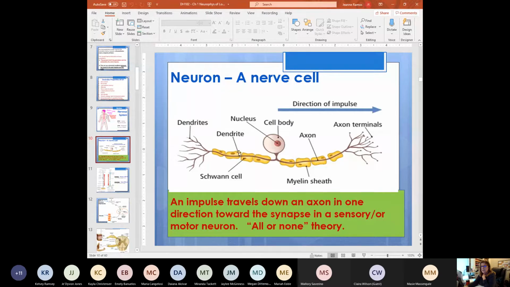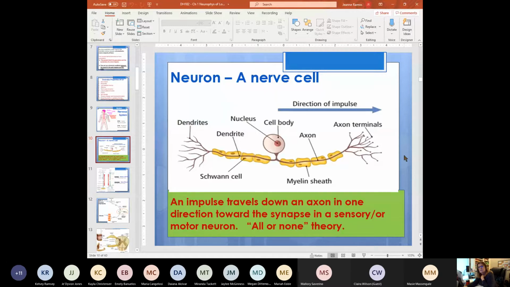The dendrites will go ahead and the impulse will travel down, but it travels down in one direction, and that's what you need to know. It's called the all or none theory. You either have a stimulus or you don't. So it doesn't do this and then turn around and come right back, or go up here, loop around and come back. It goes down toward the synapse, toward here, in one direction.